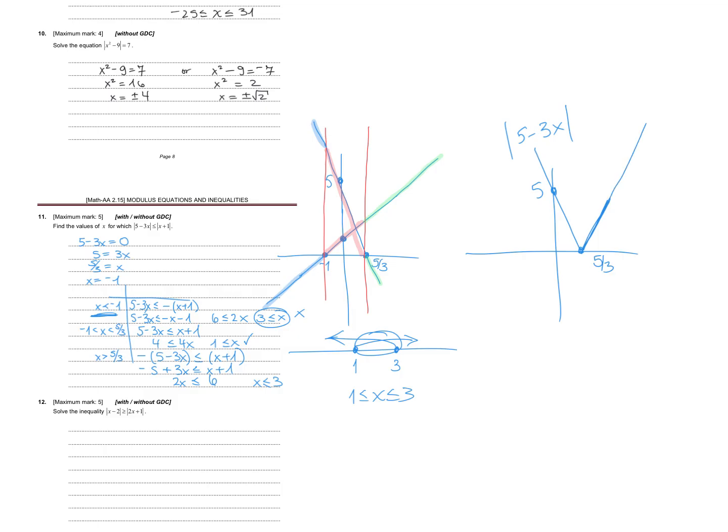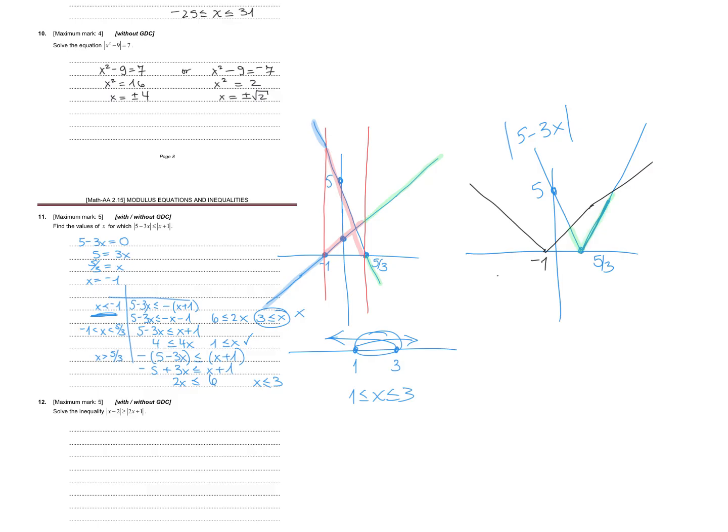Then if we have the x + 1, which is this one, like that, this bit that's below flips up. Okay? So this bit goes away. And this is at −1. So we want to know when the 5 − 3x, the blue line, is less than the black line. And that's happening here.